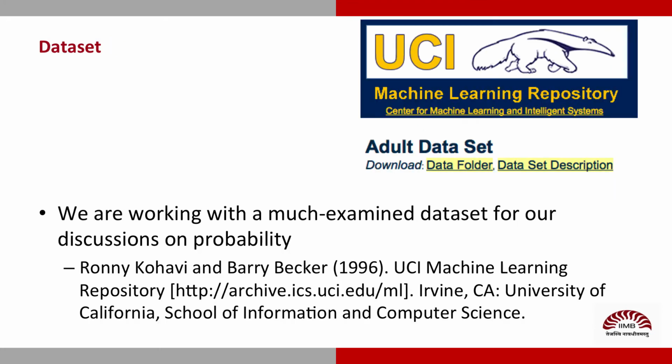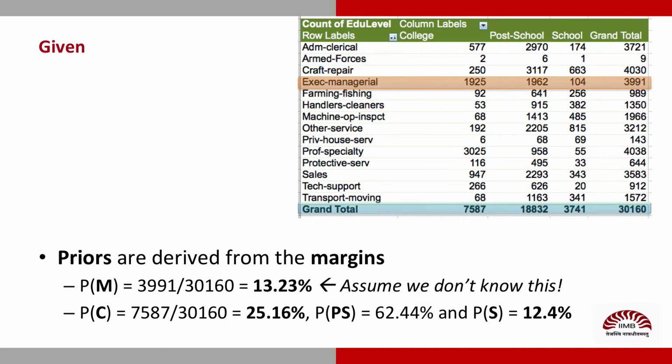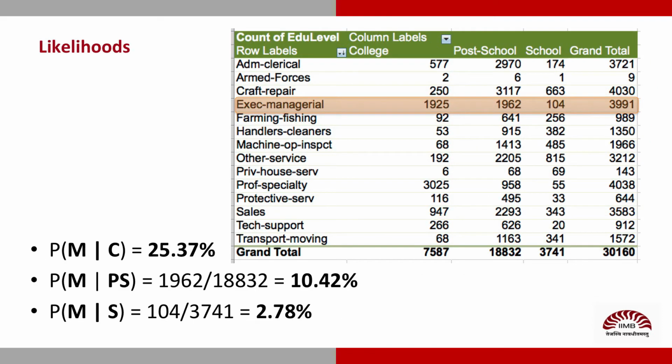I'd be willing to bet the more someone's educated, the better their chance to be a manager. For our convenience, let's assume the same probabilities and likelihoods that we have in our data set. Our prior P of M turns out to be 13.23% and P of C is 25.16%. From the margins, we can calculate P of PS post school as 62.44% and P of S as 12.4%. We have already derived the posterior P of M given C as 25.37%. I also leave you to figure out why these don't add up to 1.